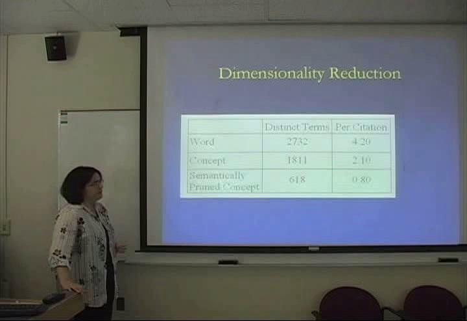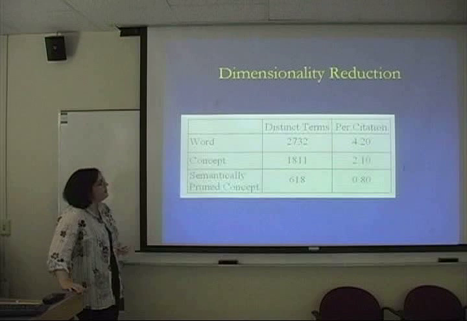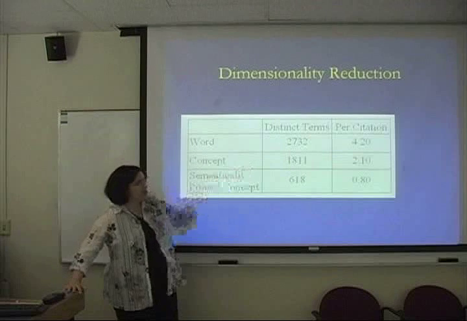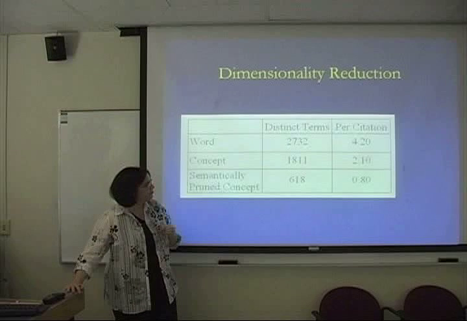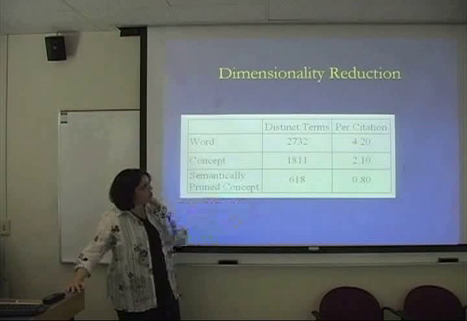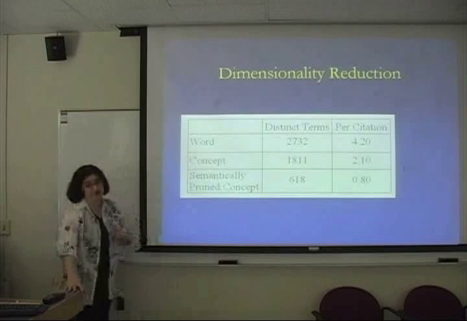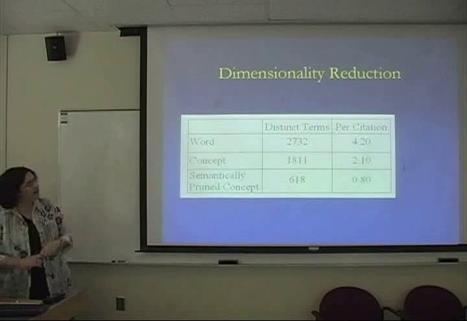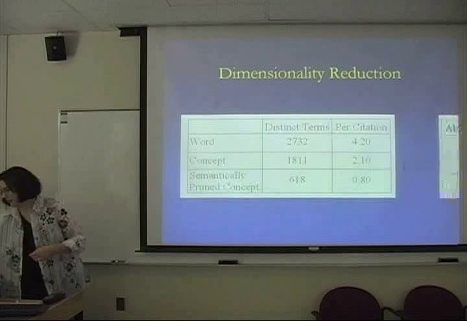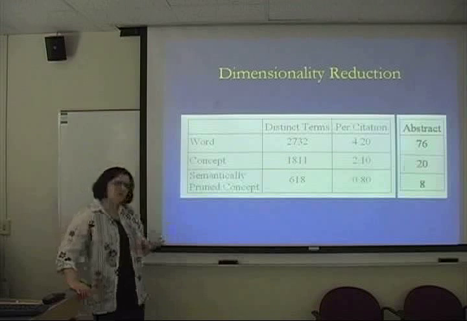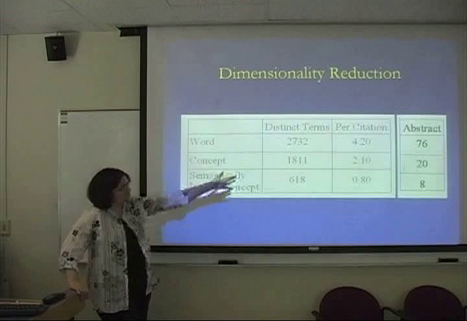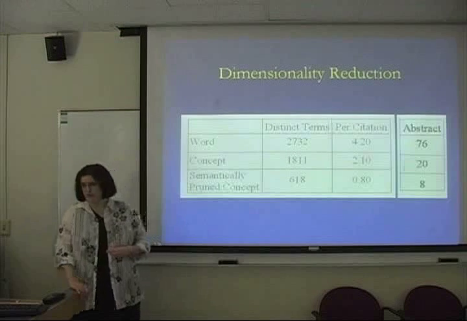We also looked at the dimensionality reduction and found that for a word representation, each citation was likely to have about 4 words. For the concept, about 2. And for a semantically pruned concept, less than 1. So we really pruned drastically. Now this was all done for titles so that we could compare it with Swanson. But we also looked at what this would look like in terms of abstracts, and you can see that the dimensionality reduction here is enormous.